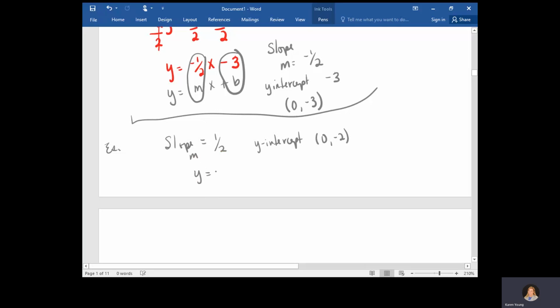So if I use the y equals mx plus b, I'm just going to plug my M in, plug my b in. So y equals positive 1/2 x. Since b is -2, negative is going to be a -2. So there's my equation. Okay. Those are the fun ones. Those are the easy ones to do.